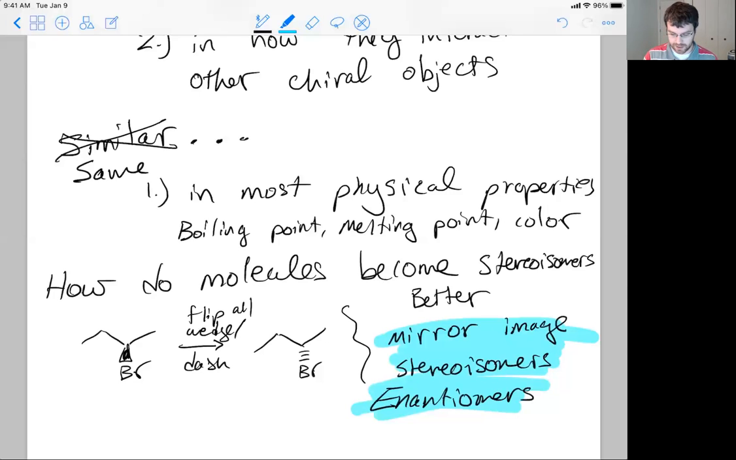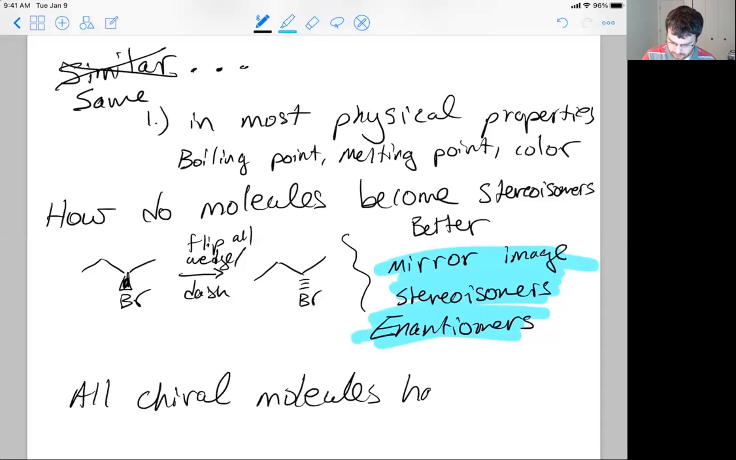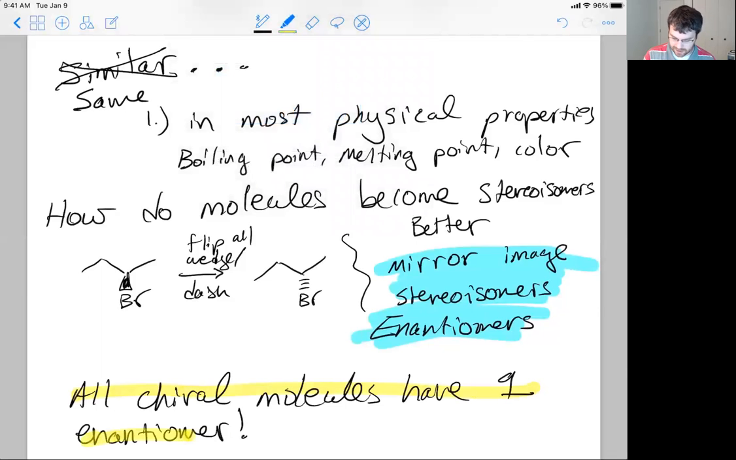and only one enantiomer. I can't think of an example that doesn't. All chiral molecules have one enantiomer because we don't have these magic molecules that don't appear in the mirror. So by definition, enantiomers are mirror image stereoisomers.